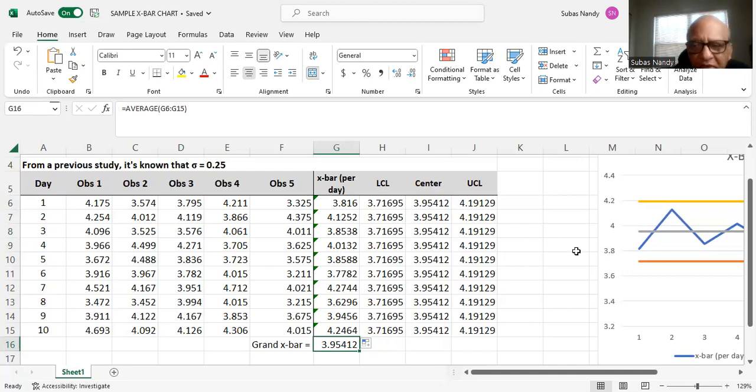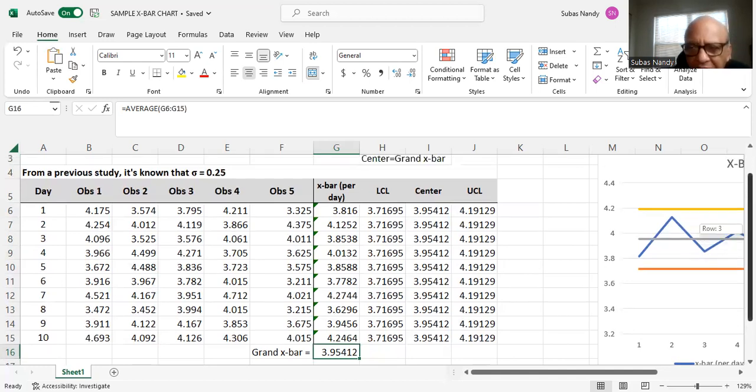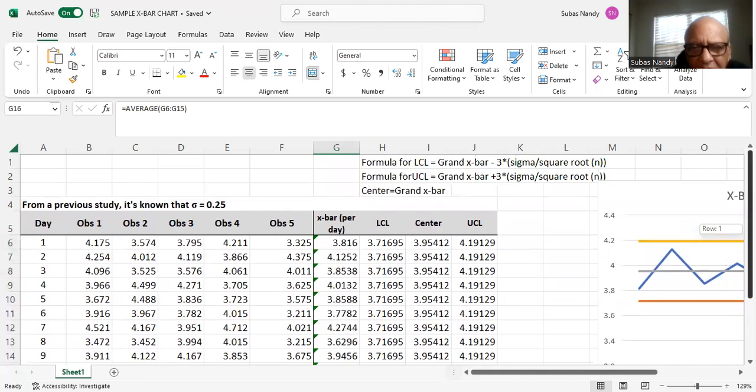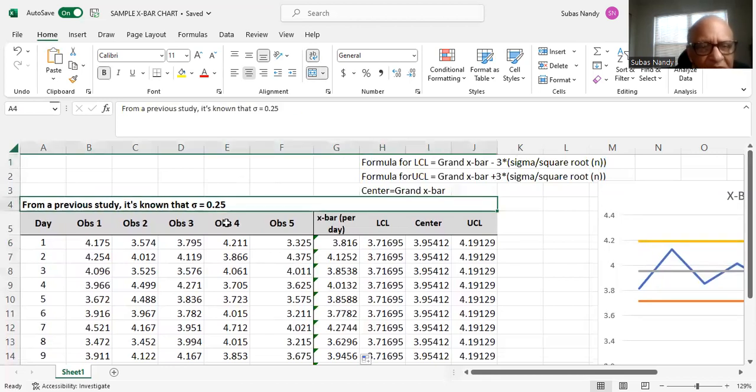Okay, so that's done. Now we have to calculate the lower control limit and the upper control limit. The lower control limit formula I have shown on the screen is grand X bar minus 3 times sigma divided by square root of n. I have taken 10 days worth of data, so n is equal to 10. Sigma is also given in the problem. Sigma, the population standard deviation, is 0.25.